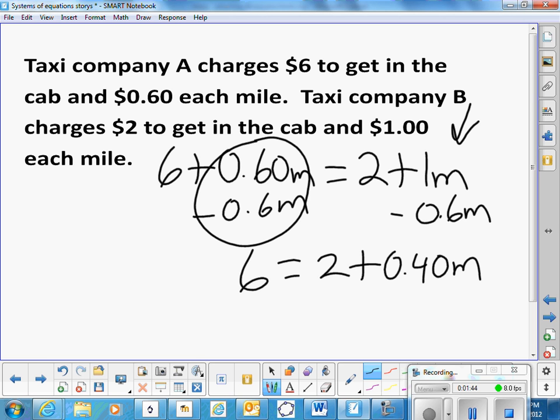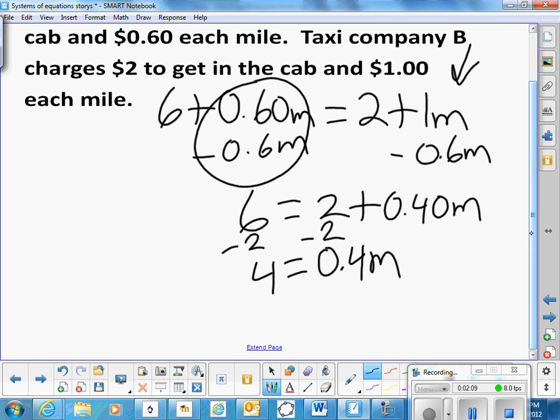Now we want to solve for m, the number of miles that it would take for this equation to be true. Let's get rid of the $2. So it just says the difference between the two companies, so $4, is equal to the difference in their mileage rates, which is 40 cents per mile, times the number of miles. We do the opposite of multiply by 0.4. We divide by 0.4.